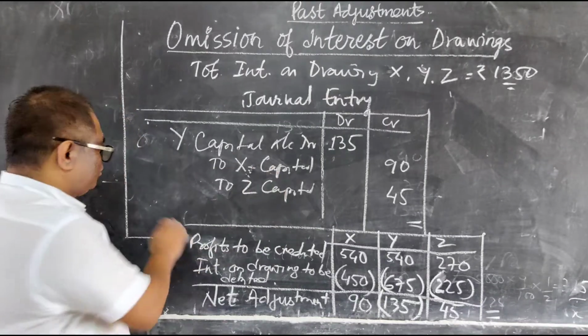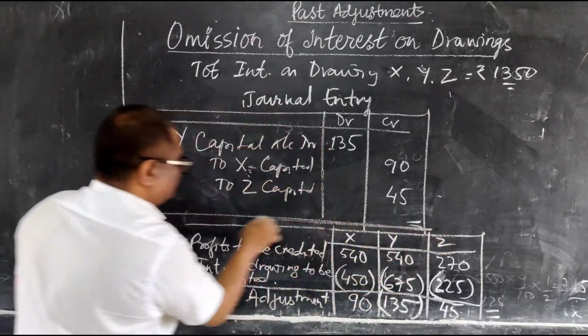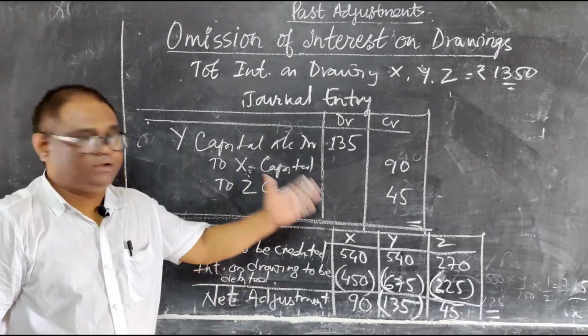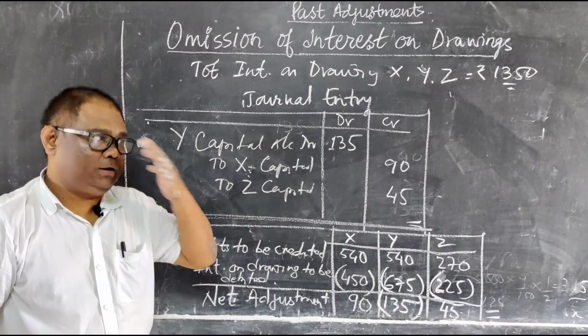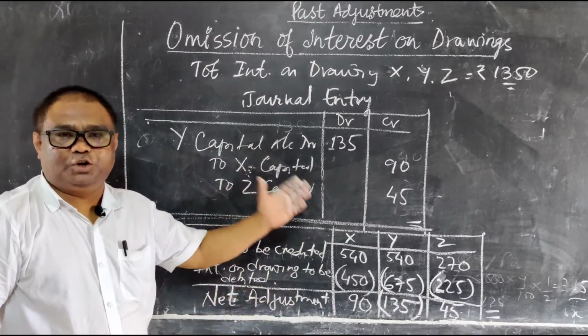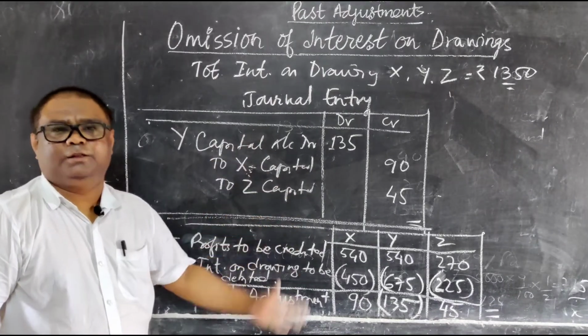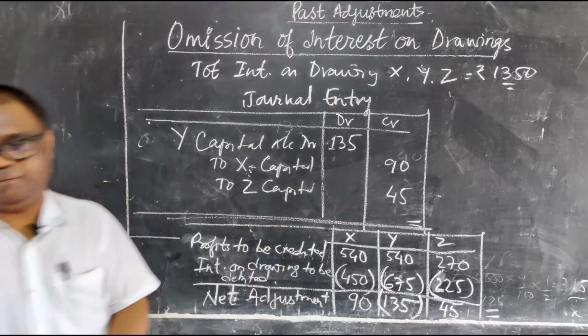So this is how we solve the problem of omission of interest on drawings. I hope you have understood it. Please go through the video once again, repeatedly, so that you will understand the problem. Thank you.